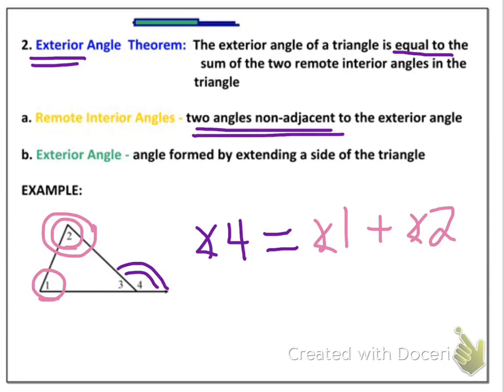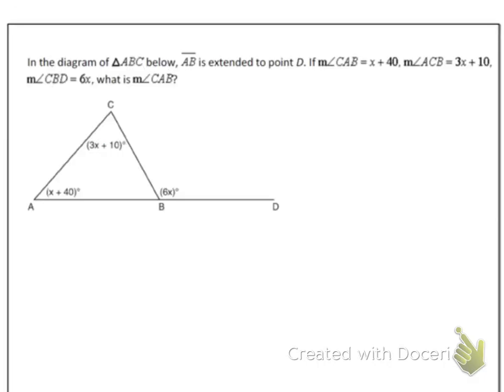Once you have that theorem down, we're going to do an example. The example says, in the diagram of triangle ABC below, AB is extended to point D. If the measure of angle CAB is x plus 40, and the measure of angle ACB is 3x plus 10, and the measure of angle CBD is 6x, which are all labeled there for you, what is the measure of angle CAB?